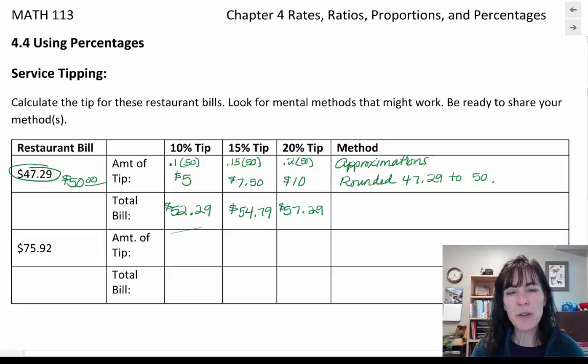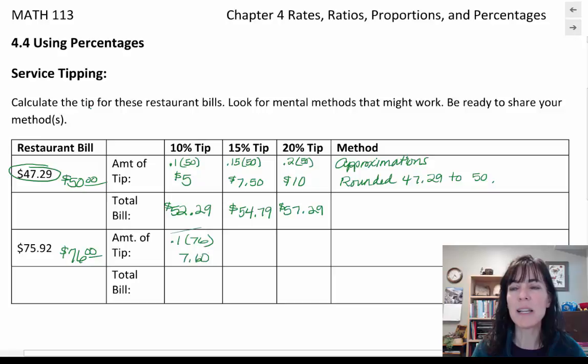For a bill of $75.92, the first thing again I'm thinking about is rounding to a nearby number. So 75, it's almost 76. It's very close to 76. So I could use $76 and I might just do that. Then to find my tips, remember I can do 0.1 times 76 and that'll give me $7.60.